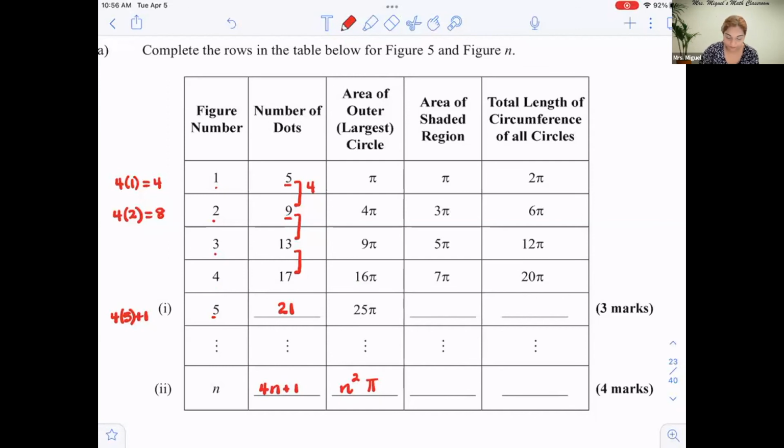Now, in between the numbers here, am I adding a constant amount? And how much is it? 2, miss. So my formula will start with 2n, not so? Yes, miss. Now, 7 plus 2 will give me 9 pi. You all have that?